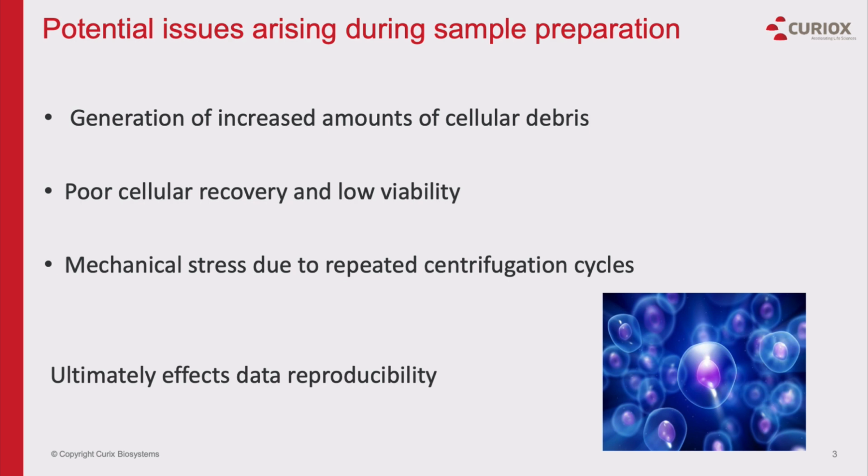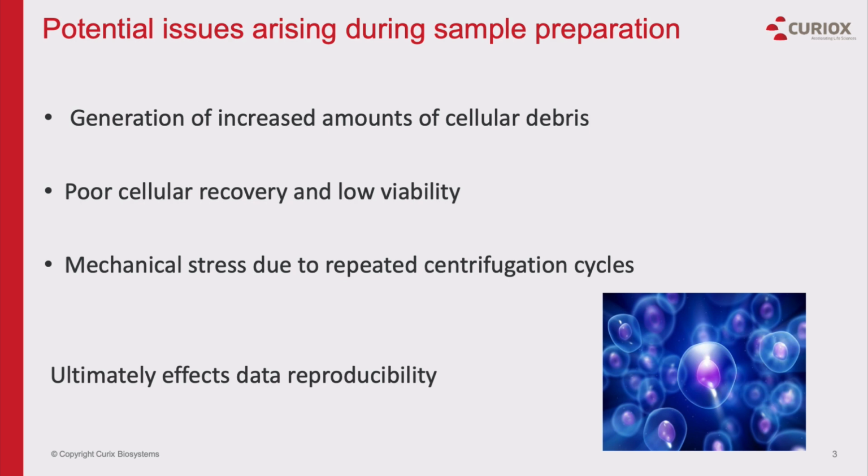So working with complex samples can lead to a lot of different areas of issues. We can get a generation of increased amounts of cellular debris, which will increase the nonspecific binding issues and can also lead to an increase in autofluorescence. We can also have poor cellular recovery and low viability. This can lead to a lack of clean separation between your positive and negative cell populations. Plus, the addition of mechanical stress due to repeated centrifugation cycles can compound these issues as well.